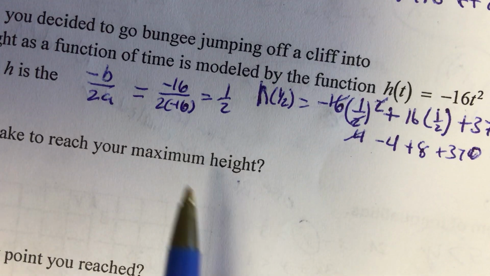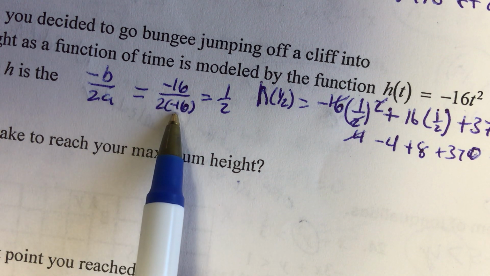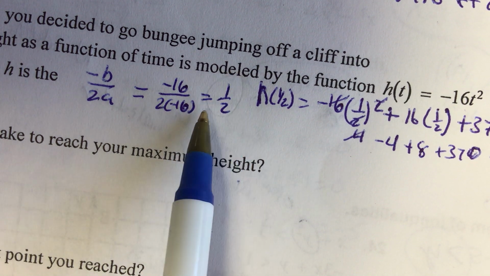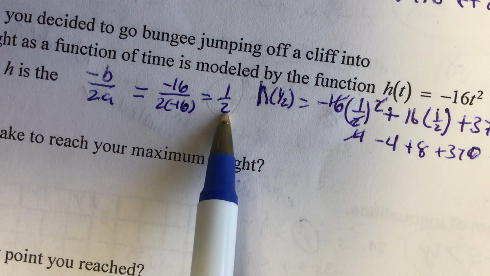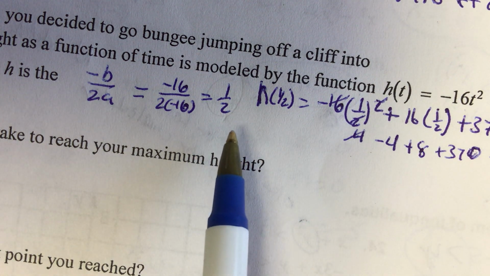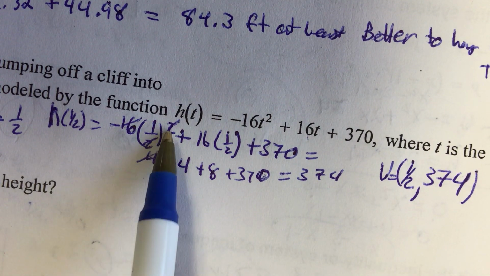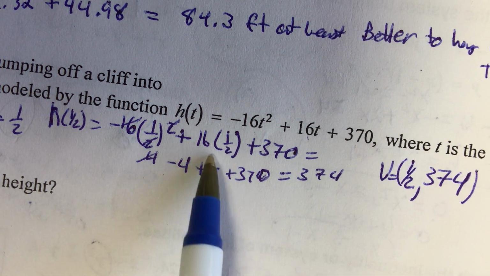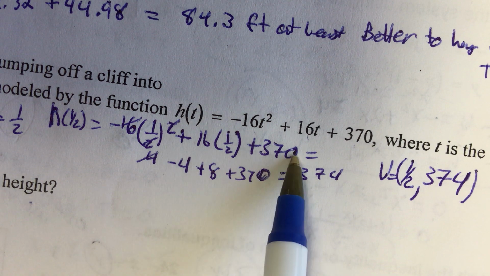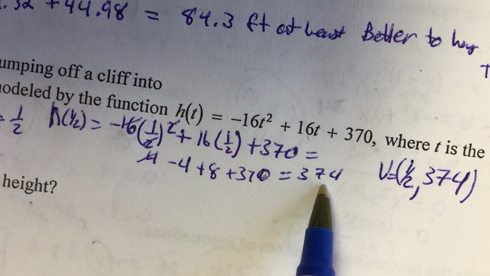So in order to find the vertex, I do negative b over 2a, which is going to be negative 16 over 2 times negative 16. A negative over negative will give you a positive half. And so 1/2, meaning 1/2 seconds after you jump, you're going to reach your maximum height and you're going to start coming down. So I plug in a half, and again, a half squared is a fourth. The 4 goes into the 16, negative 4. A half of 16 is 8, plus 370. I'm going to end up reaching a maximum height of 374 feet.